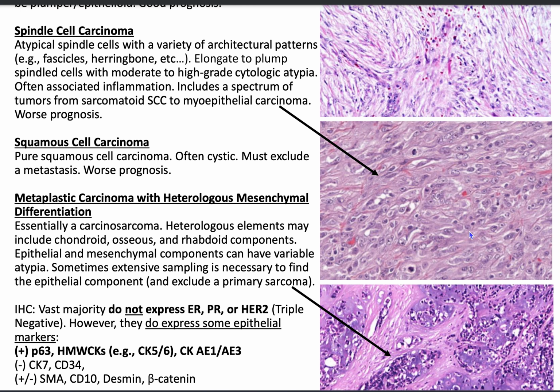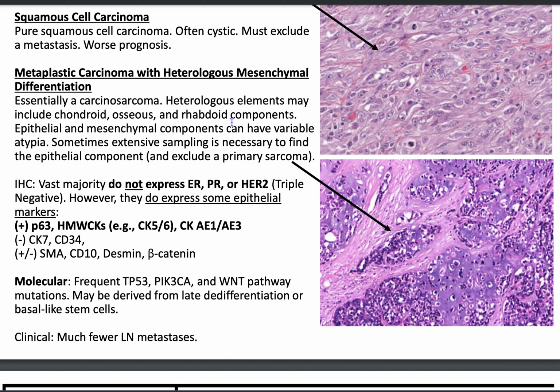Squamous cell carcinoma: you can have pure squamous cell carcinoma. It's often cystic, and you must exclude a metastasis, and it also has a worse prognosis. All right. Metaplastic carcinoma with heterologous mesenchymal differentiation is essentially a carcinosarcoma. You'll have heterologous elements that include chondroid, osseous, and rhabdoid components. And either or both the epithelial and mesenchymal components can have variable atypia.